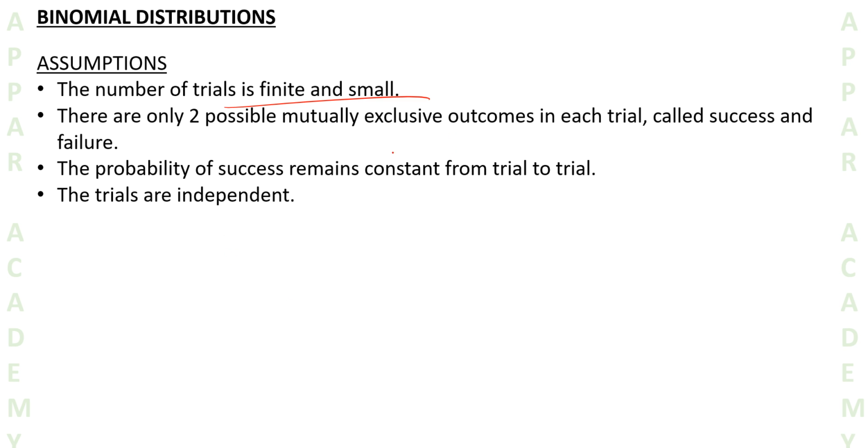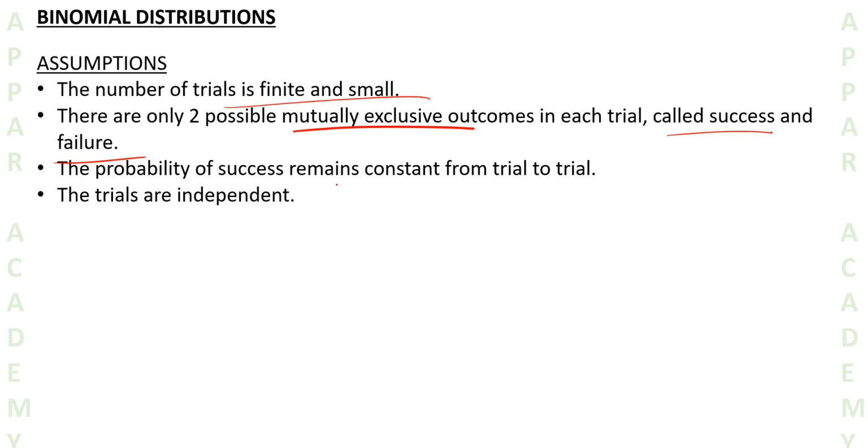Second, there are only two possible mutually exclusive outcomes in each trial, called success and failure. So we are saying that there are only two outcomes, success and failure, and these need to be mutually exclusive outcomes. Now what are mutually exclusive outcomes? What is the meaning of it? Mutually exclusive outcomes simply states that there is nothing common between the two events or two outcomes. It's either a success or it's a failure. We cannot say it's both a success and a failure.